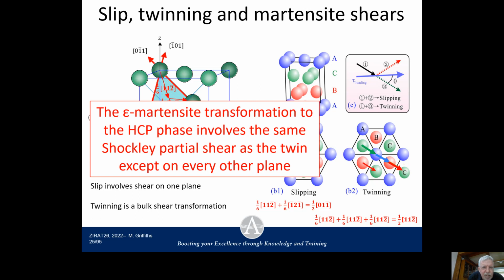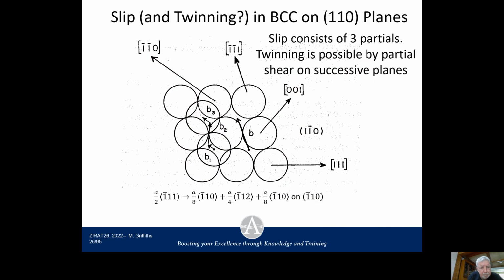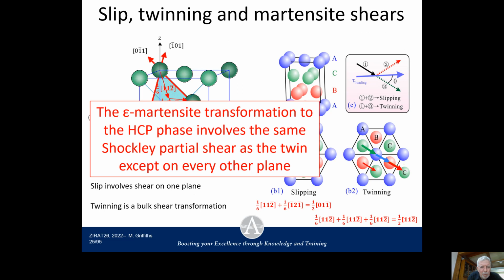Martensite is similar to twinning, except it happens on every other plane. So if you like, it's the equivalent of rearranging the stacking so it becomes ABAB when you have a martensite. And I'll show you how to do that in a minute. In fact, now, before we get onto BCC, I'm going to stop presenting and show you again my little ball models.